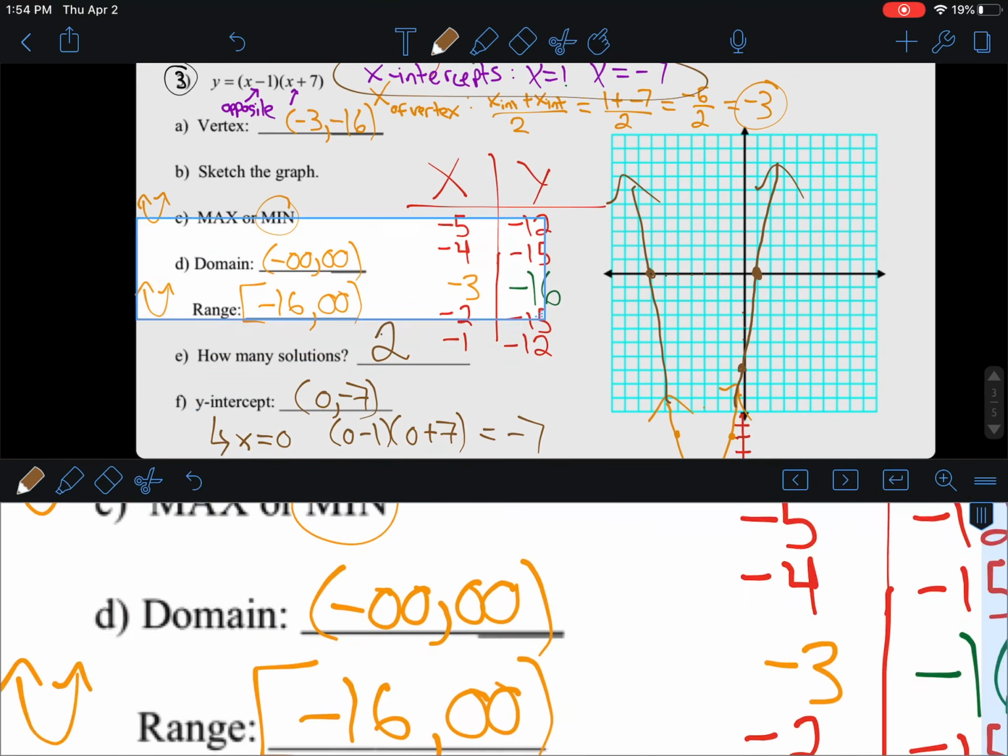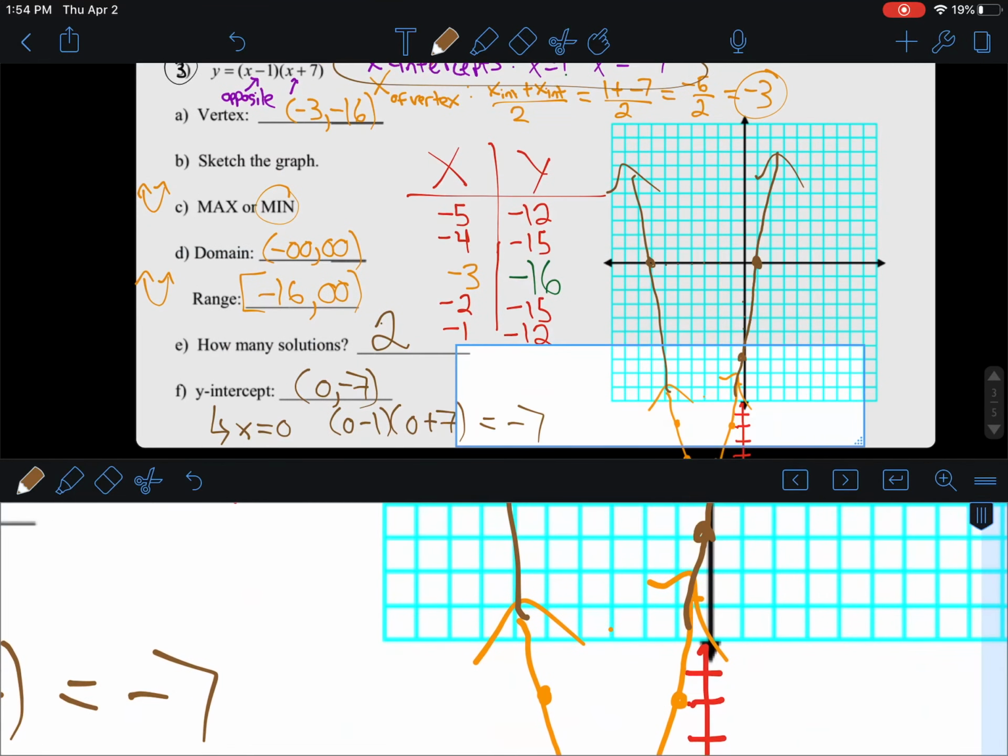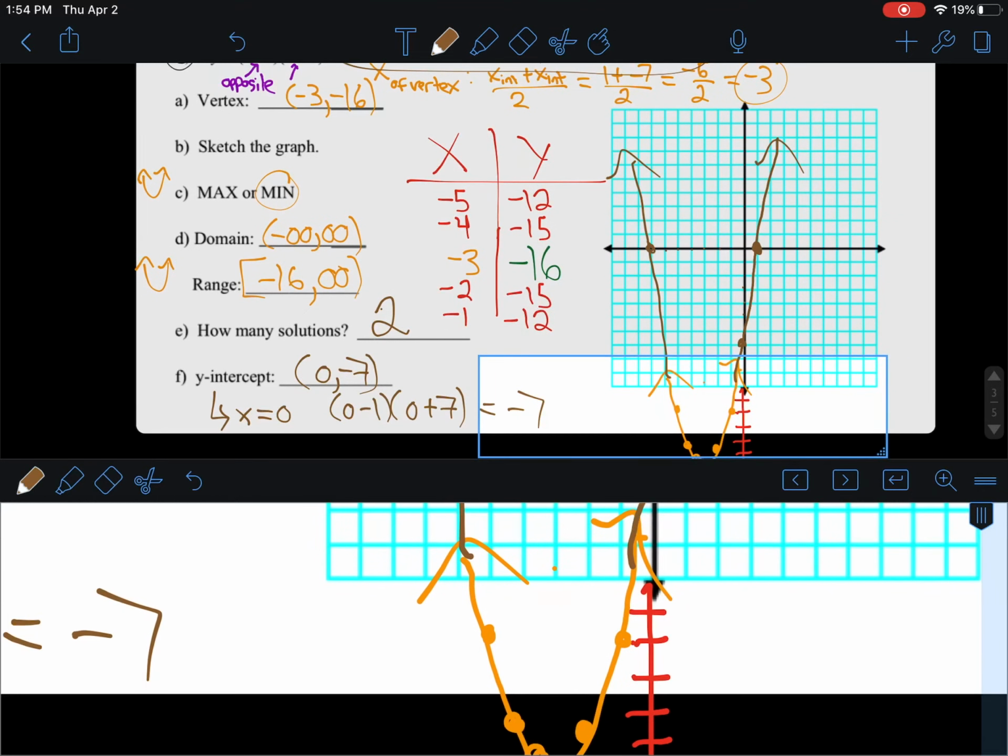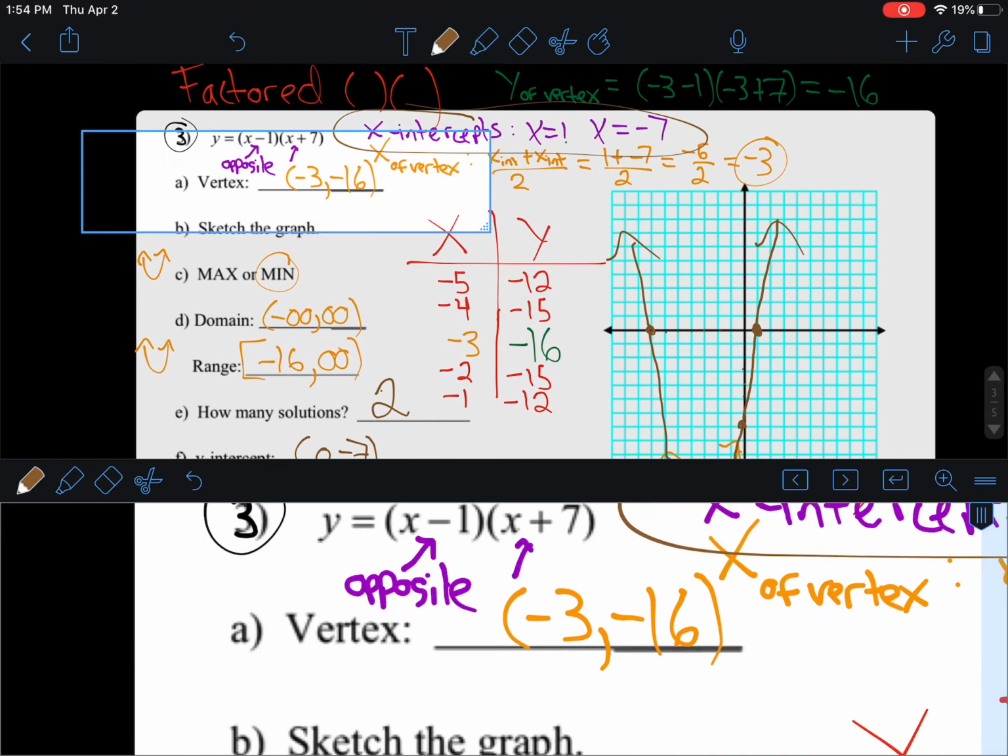So again, that is how you can graph in factored form. And this one went a little bit off the graph, so it was a little bit different. So hopefully that made sense. Let's go ahead and do another one.